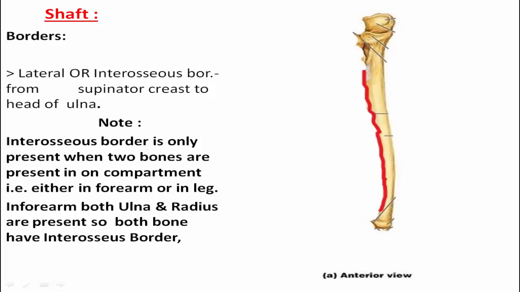So both the borders are very sharp; another identification of this bone is the sharpness. And why sharpness? Because of the presence of the interosseous membrane, which is responsible for attachment of the interosseous borders of both the bones. So the lateral or interosseous border of ulna begins from the supinator crest, then it runs down up to the head of the ulna.